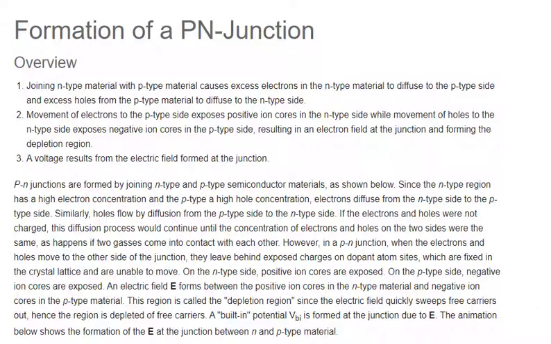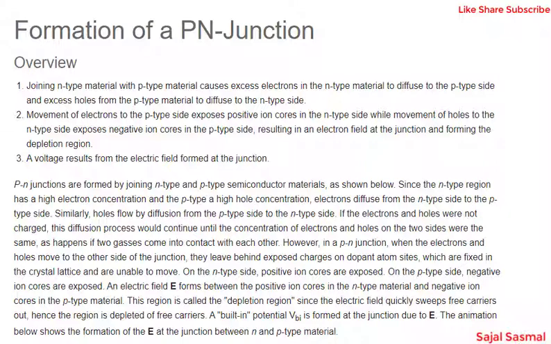Formation of a PN junction. Joining N-type material with P-type material causes excess electrons in the N-type material to diffuse to the P-type side and excess holes from the P-type material to diffuse to the N-type side. Movement of electrons to the P-type side exposes positive ion cores in the N-type side, while movement of holes to the N-type side exposes negative ion cores in the P-type side, resulting in an electric field at the junction and forming the depletion region. A voltage results from the electric field formed at the junction.